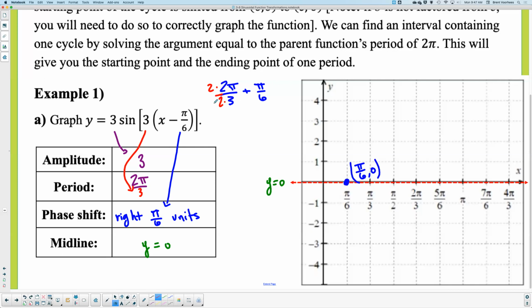So I multiply top and bottom by 2 over 2, which means I'm working with 4 pi over 6 plus pi over 6. What do you get? 5 pi over 6. That's where we're going to complete one full period. So at 5 pi over 6, come over here, put another dot. There you go, 5 pi over 6.